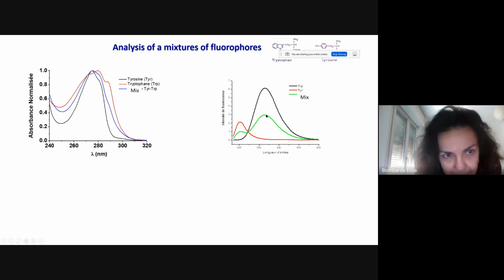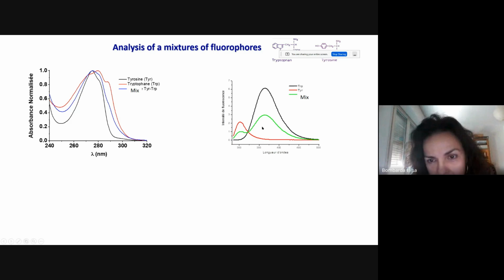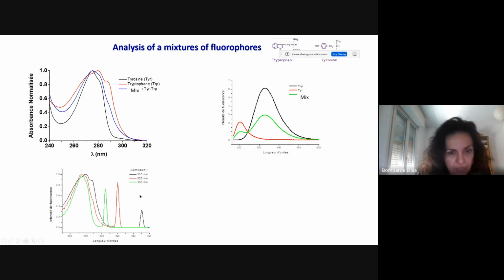When you have a mixture, you have the green spectrum, and we analyze our mixture. How do we see at which wavelength we have more contribution of tryptophan than tyrosine? We make an excitation spectrum, and that is the next one. So here is an excitation spectrum.